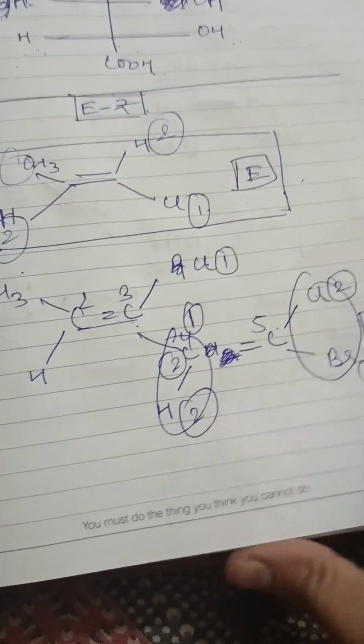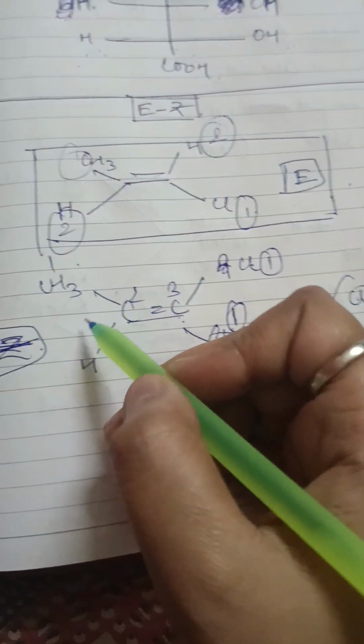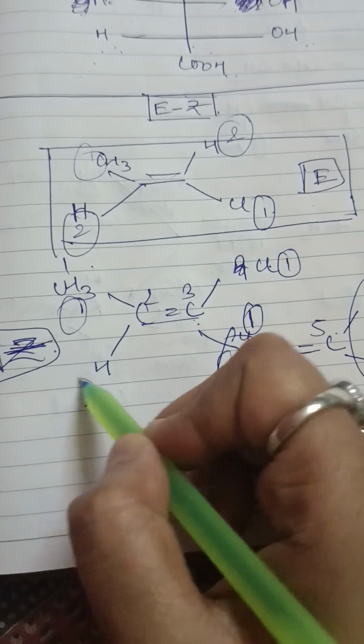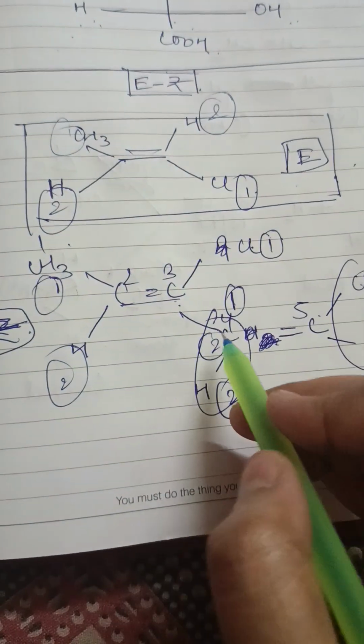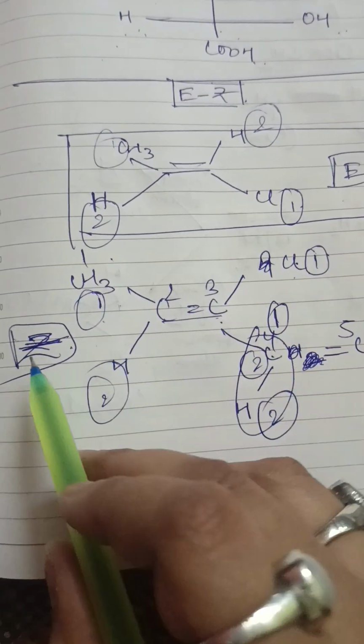Similarly, I have done a tough one also for you to understand. First I start with this one. So this is 1, this is 2, this is 1, this carbon is 2. So both are on the same side, highest priority is Z.